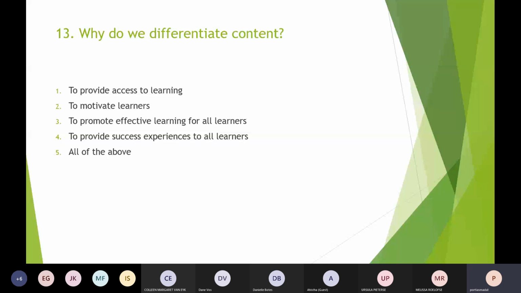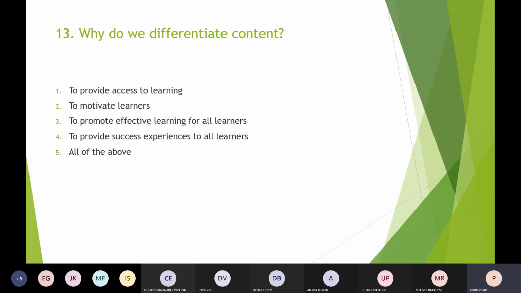Students, the most appropriate answer to that question will be number 5, because remember, we want to include all the learners in our classroom with the different learning styles, with the different barriers to learning. So therefore, I would say that we provide access to learning for all the learners in our classroom. We also motivate the learners by differentiating the content. We also promote effective learning for all learners through differentiation of teaching styles and methodologies.